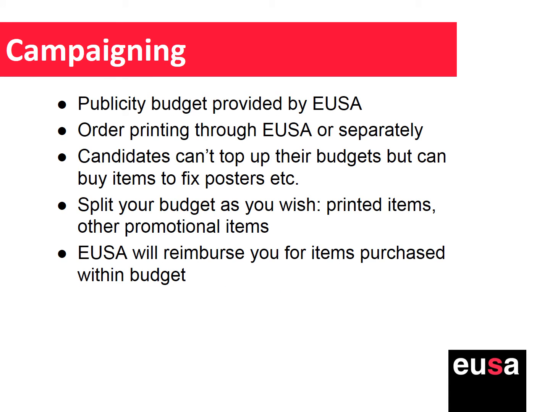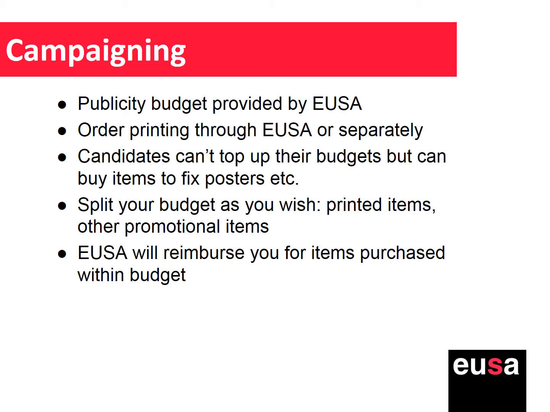EUSA provides a publicity budget for candidates in the elections. This varies depending on what role you're standing for. School conveners and vice-conveners get £15 each, while trustees or section and liberation group conveners get £30 each. You can split this however you choose between printed materials and other items you want to buy yourself to promote your campaign. There's an online form you can complete if you'd like to order print materials through EUSA directly.